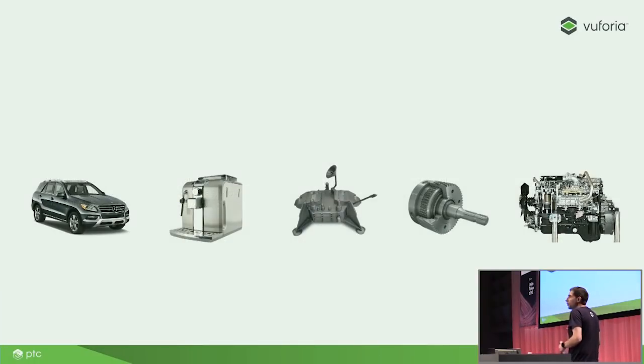So what about objects that don't necessarily have natural features? Objects like cars, which have been traditionally very hard and tricky to augment, or appliances in your home, or 3D printed objects, industrial equipment or engines.